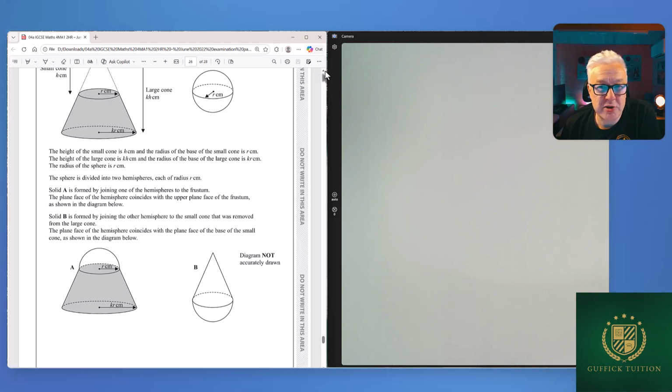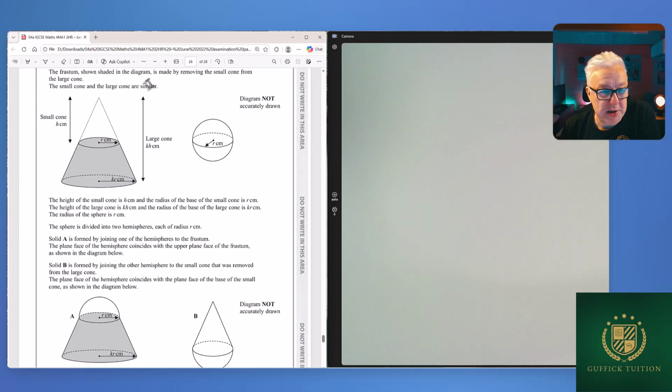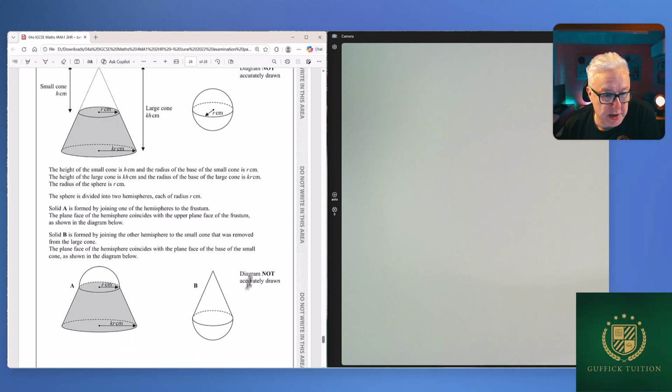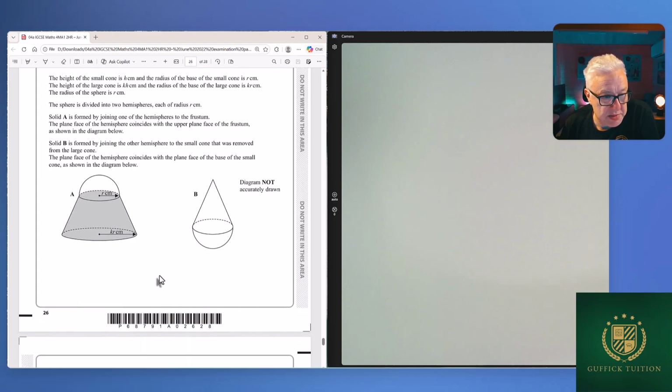So basically that's an extremely fancy way of saying they chop a bit off the top of this cone, they cut this sphere in two, they glue that bit on the top of there, and this bit that's been cut off, they stick the other half of the sphere to it. Okay, so far so good. So we get those two shapes like that.